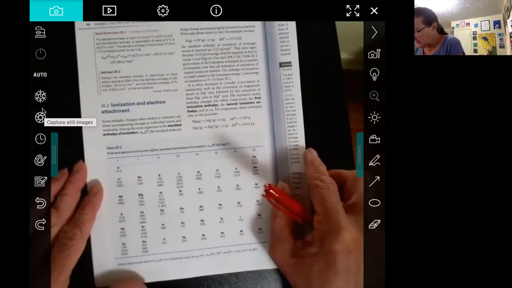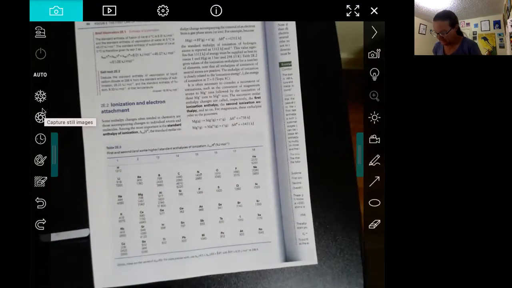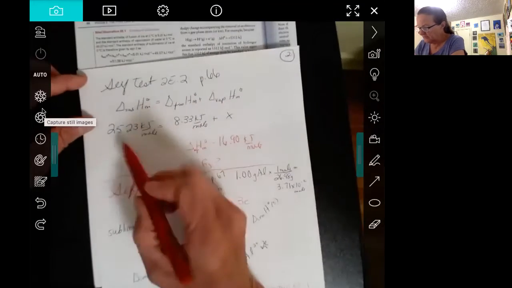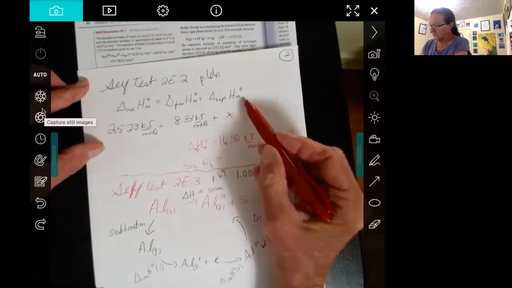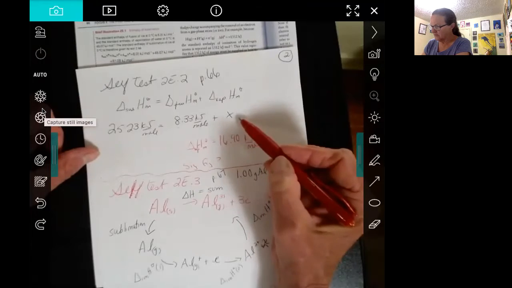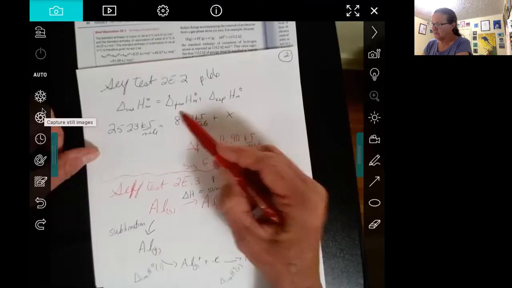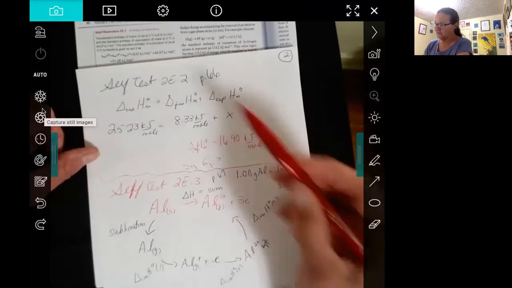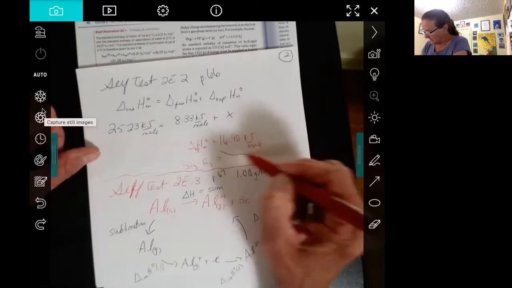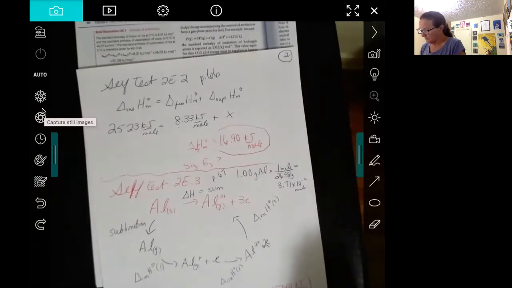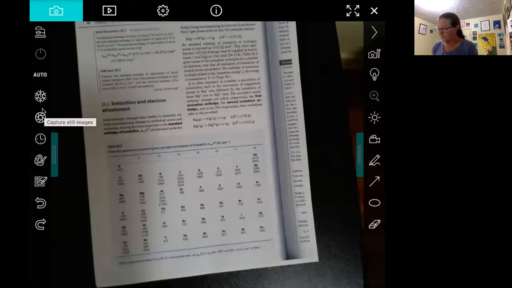So this self-test says deduce the standard enthalpy of vaporization of liquid carbon dioxide at 298 K from the standard enthalpy of sublimation and the standard enthalpy of fusion at that temperature. That's very easy. They give us sublimation, they give us fusion, and we're just solving for X, which is the vaporization. The sum of melting and then vaporizing is the same as sublimation. And so I get 16.90 kilojoules per mole.